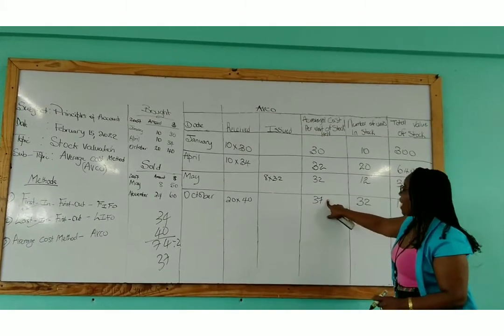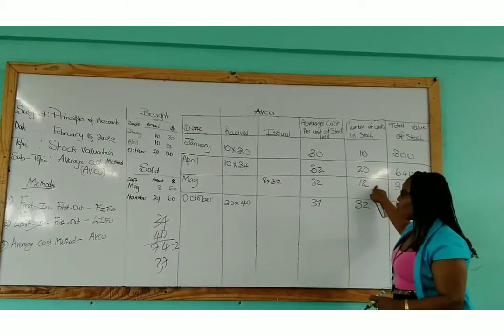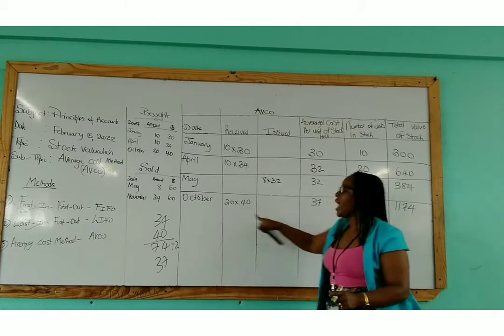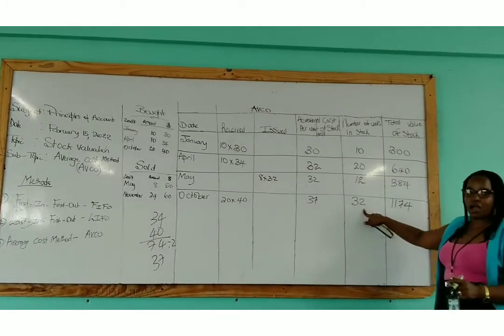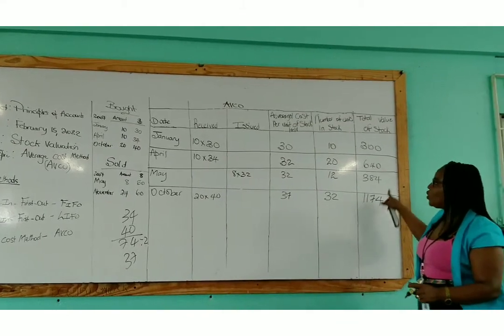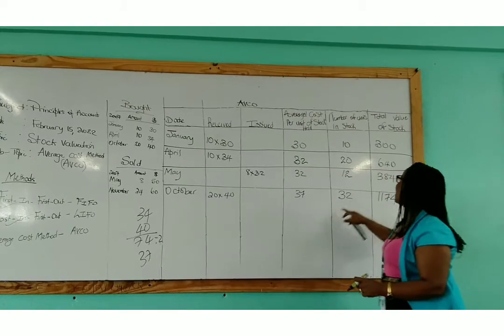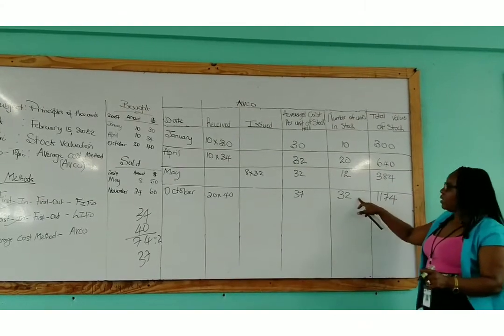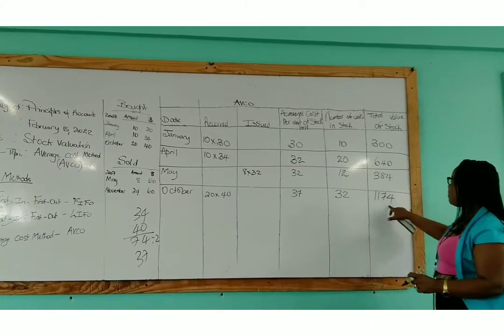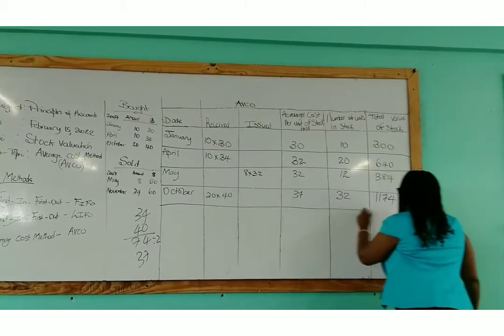Good? And of course, because I already have 12 stock in my storeroom and I went and bought 20 more, I am now with 32 stock. That's how I get my 32. And of course, I want to know the value of my stock, so I'm simply going to multiply my unit cost against my unit of stock. So 37 times 32 gives me 1174, which closes off the month of October.